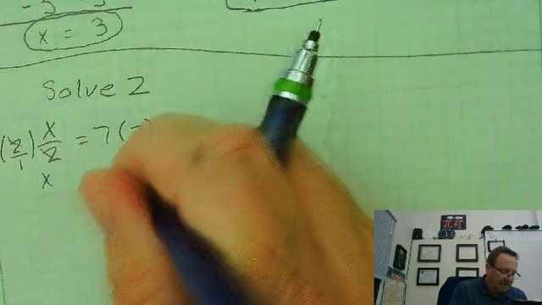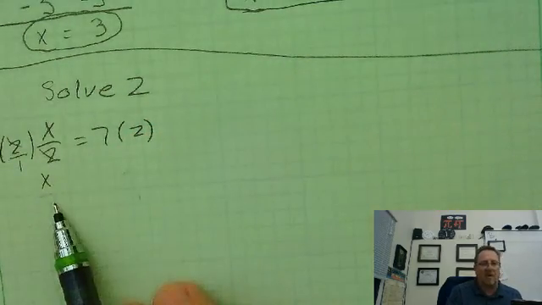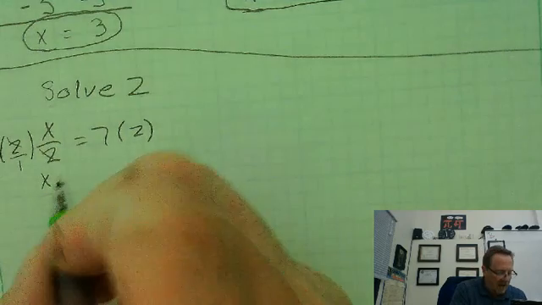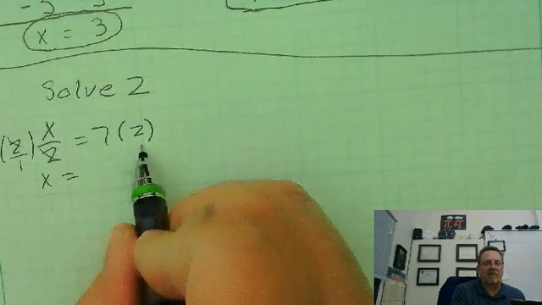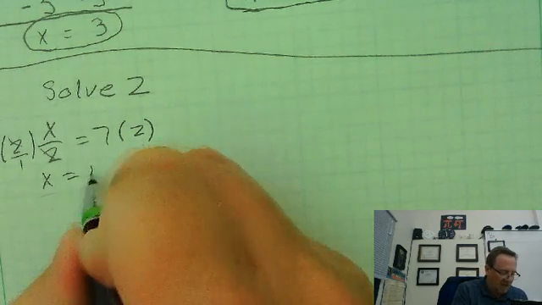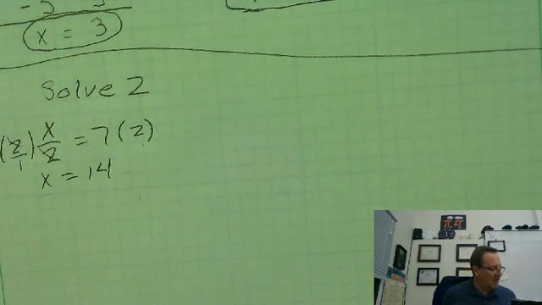And instead of saying x over 1, I can just say x. So that side just gives me my x. Over here I do need to multiply 7 times 2, and that gives me 14. Ta-da! That's our answer, 14. Alright, that was number 1 from your worksheet.